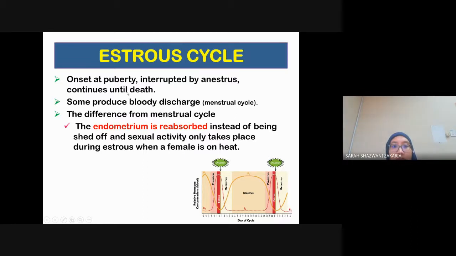Some animals produce a bloody discharge like the menses seen in humans, but not all. I think some of the monkeys do. The big difference from the menstrual cycle between human beings and animals is the endometrium. In animals the endometrium is thickened and then reabsorbed back, but in female human beings it is thickened and then drops, sloughing off. So for animals, every cycle it thickens and is reabsorbed.